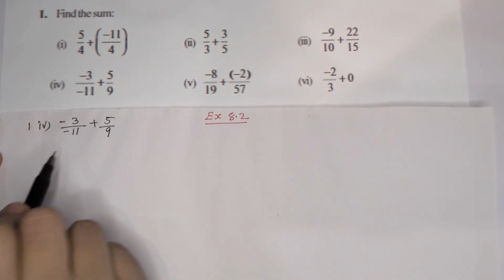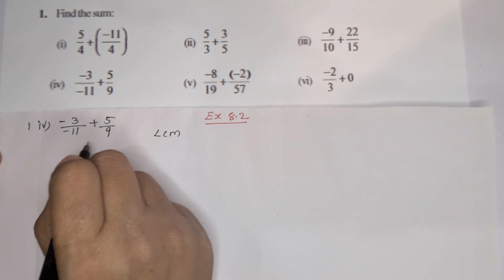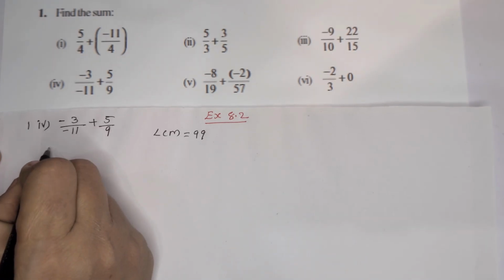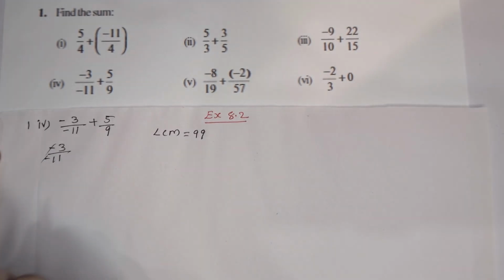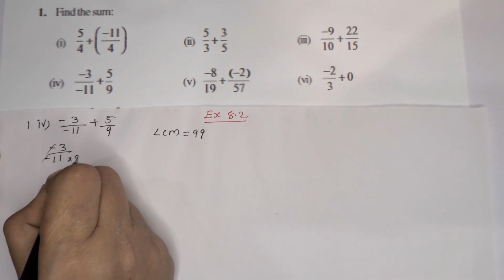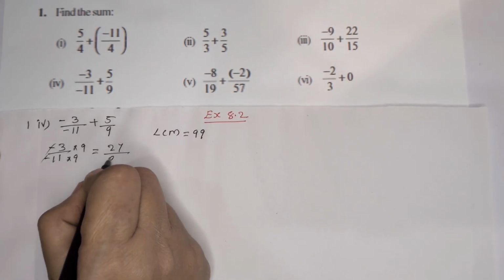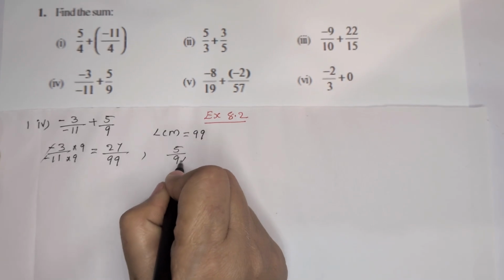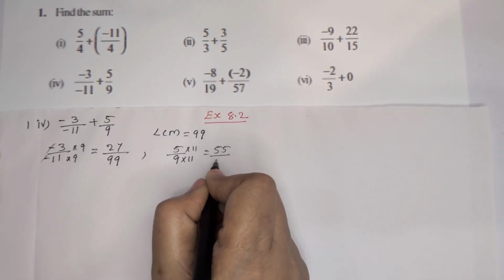Fourth one, minus 3 by 11 and 5 by 9. So LCM is here, 11 into 9, 99. Here we can write this minus 3 by 11, minus 11, minus sign we can cancel, so 3 by 11, and to make that as 99, the denominator multiply with 9. So that will come 27 by 99, and 5 by 9 we have to multiply with 11. It's equal to 55 by 99.